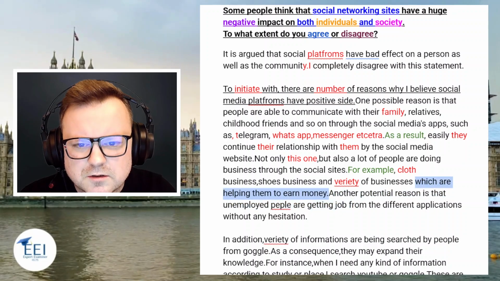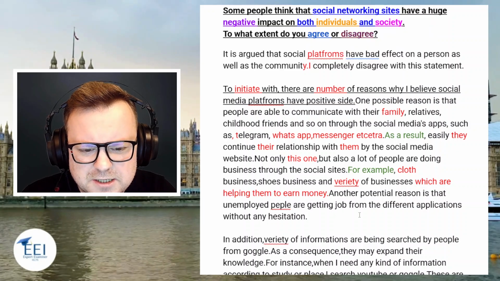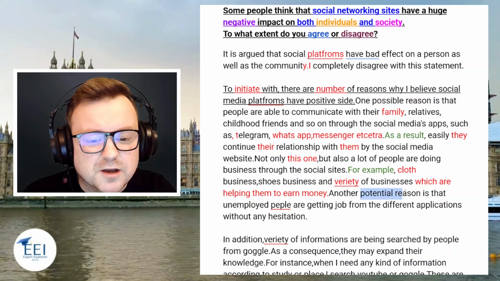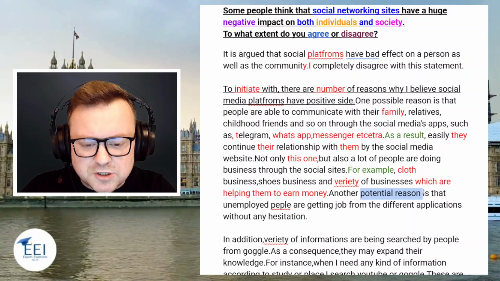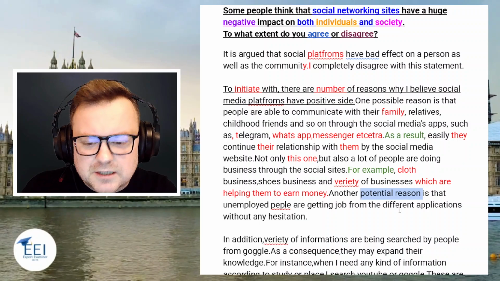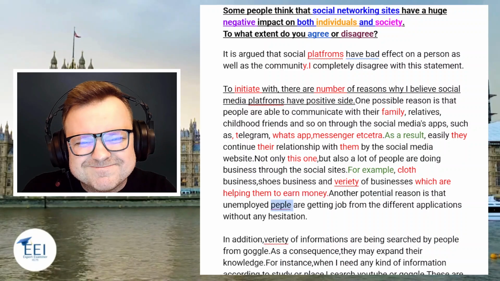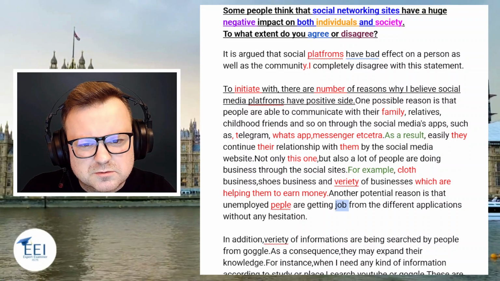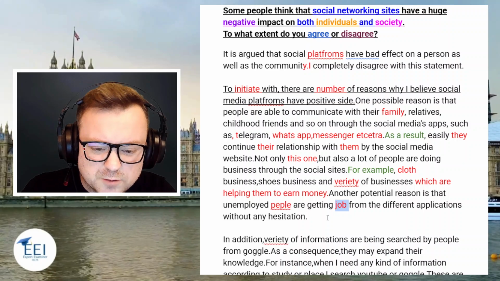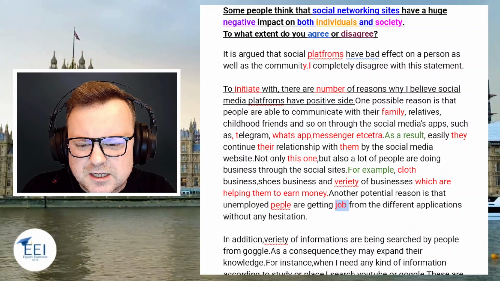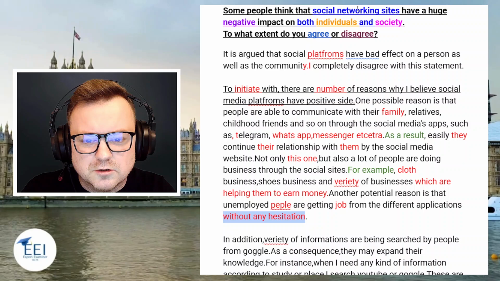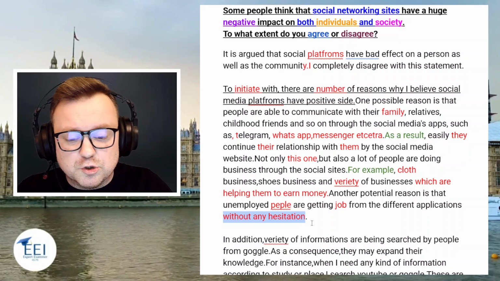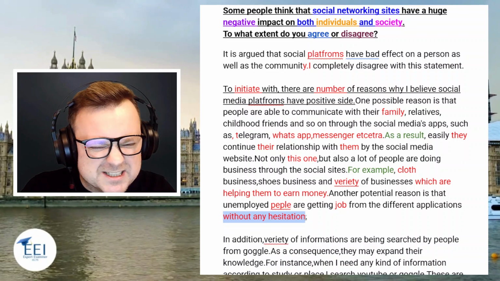So another potential reason is that unemployed, it's not a potential reason here. Another potential benefit, another potential advantage, another potential upside, another valuable upside is that unemployed people, I don't think you should be misspelling people, it's a very common word, are getting job, just one job, getting a job maybe, or getting jobs from the different applications without any hesitation. I don't know what this without hesitation is for. Just feels like the candidate knows the phrase without any hesitation and is just using it, hoping that it will work, but it doesn't really work here.